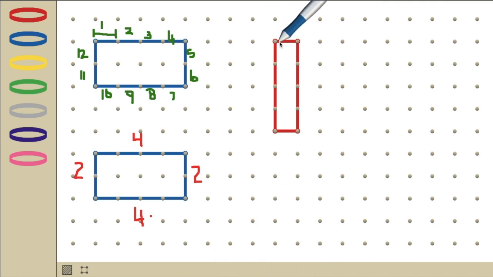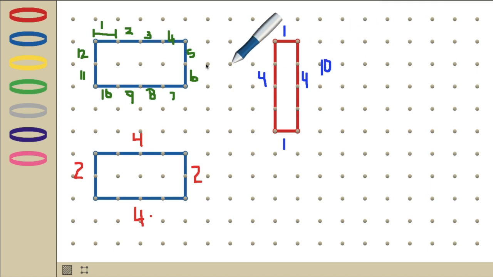Let's count them together. We have a width of 1 unit, so opposite sides would mean that that side's 1 unit. The length we have is 1, 2, 3, 4 units. So opposite sides are equal, so I know that this side is 4 units. So in total, the perimeter is, I'm going to use friendly numbers here because I see 4 and 1 makes a 5, and that 4 and 1 is 5. So 5 plus 5 is 10 units for the perimeter here.